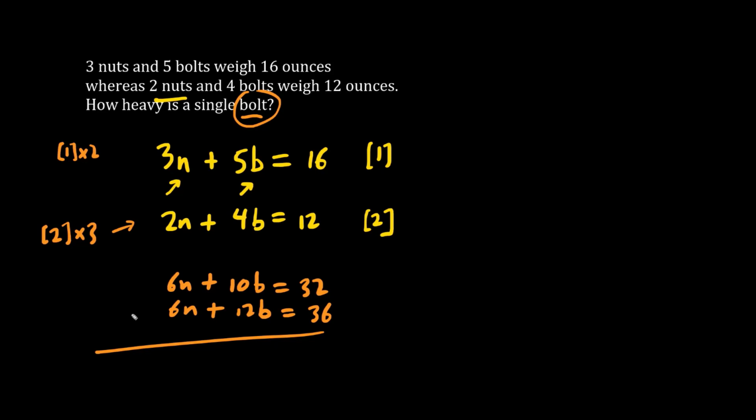We now subtract the bottom equation minus the top. 6n minus 6n cancels out to be nothing. 12b minus 10b equals 2b. Equals 36 minus 32, which is 4. Dividing both sides by 2, we have b equals 2. The weight of a single bolt is 2 ounces. Notice that in order to solve for b, we cleverly canceled out the opposite of b, which is n.